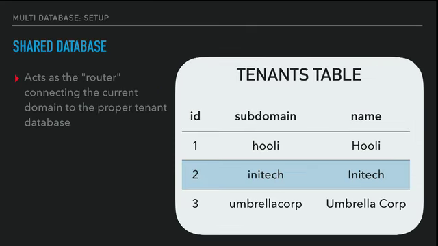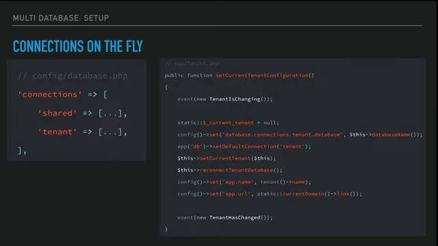You would actually have another database that we call the shared database. And this acts as a router. So when a request comes in, you identify the subdomain of the request if you were using the subdomain style of domains. And you would say, okay, I want to connect to Initech, which is number 2. And basically you would set Laravel up so that the database would then change on the fly in the background. And I'll talk about that next.